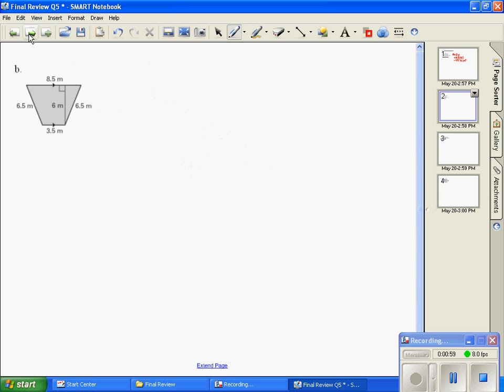Now this next figure is a trapezoid, so we have to remember the formula for the trapezoid. It's 1/2 base 1 plus base 2 times height, so that's the area of a trapezoid. Okay, so we want to plug in the information that we have in the picture. And it doesn't matter which one is base 1 and which one is base 2. We can pick to call the numbers how we want.